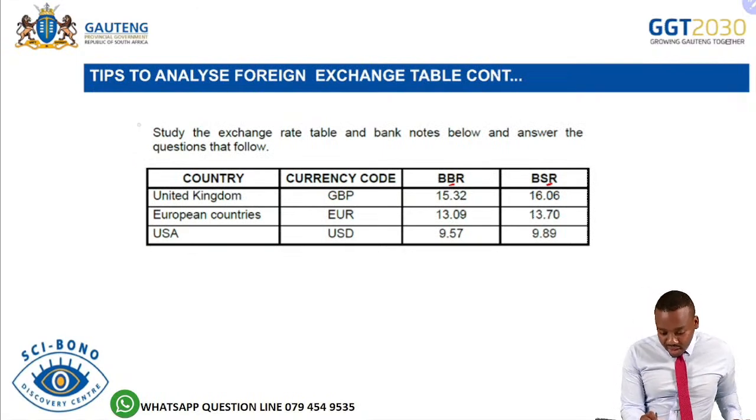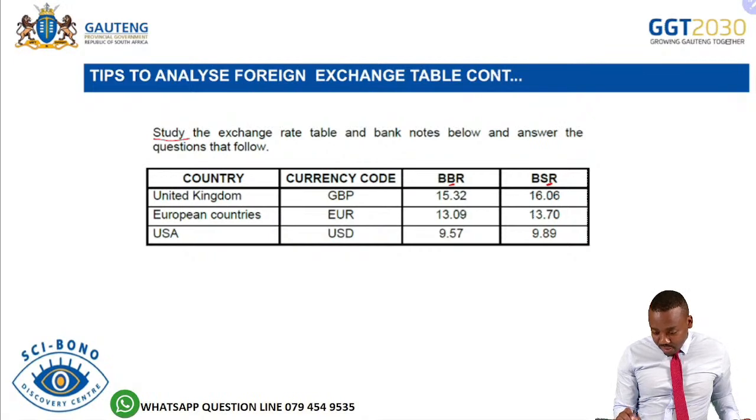We check the second graph again. The instructions. Study, it is a verb. Study the exchange rate table and answer the questions. Again, the same thing. Here they have given us the countries, right? United Kingdom, European countries, United States of America. Currency code, GBP, EUR, USD, right? Obviously, this is European Euro, right?